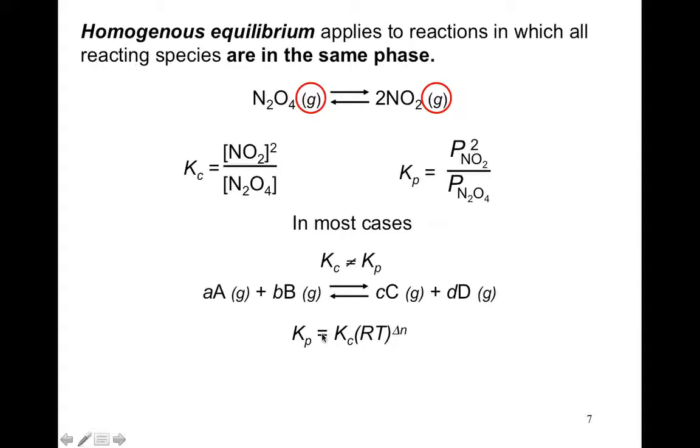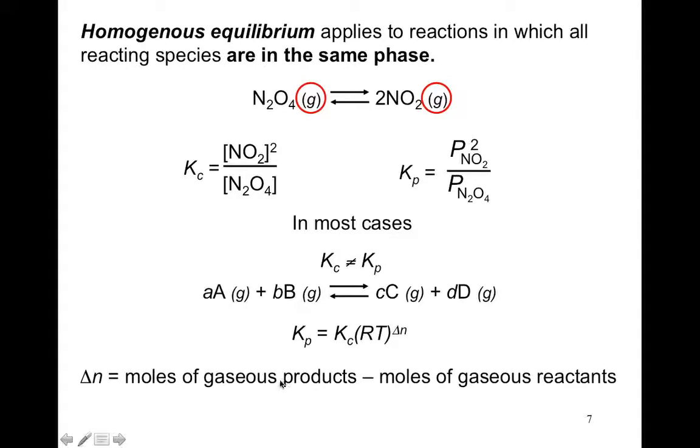Kp is equal to Kc multiplied by RT. R is the universal gas constant, 0.0821 liter atmospheres per mole Kelvin. T is absolute temperature in Kelvin, so take your temperature in Celsius and add 273.15, and we're raising it to the power of delta N. Delta N is the change in gaseous moles. So the moles of your gas products, in this case 2, minus the moles of gaseous reactants, which would be 1, so it'd be 1.